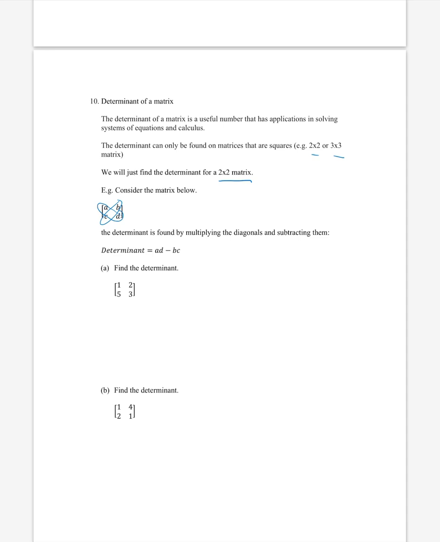So let's find the determinant of this first one. The determinant will be 1 times 3 minus 2 times 5, which gives us minus 7. Try B. The determinant in B will be 1 times 1, the diagonals, minus 2 times 4, which will also be minus 7.